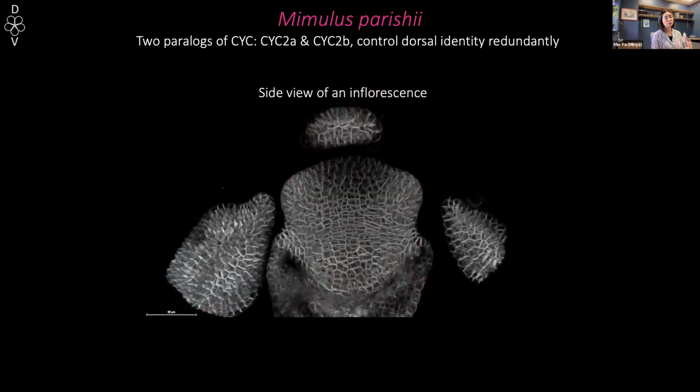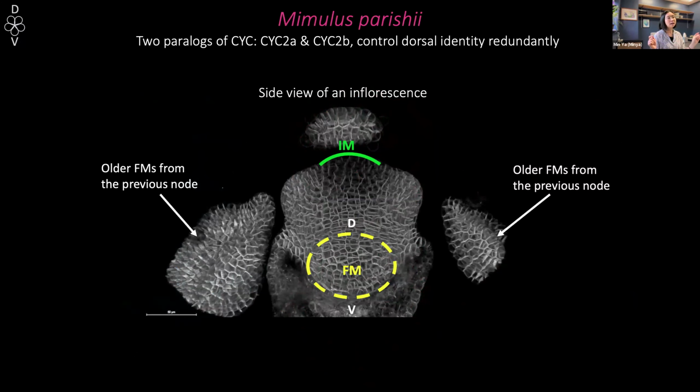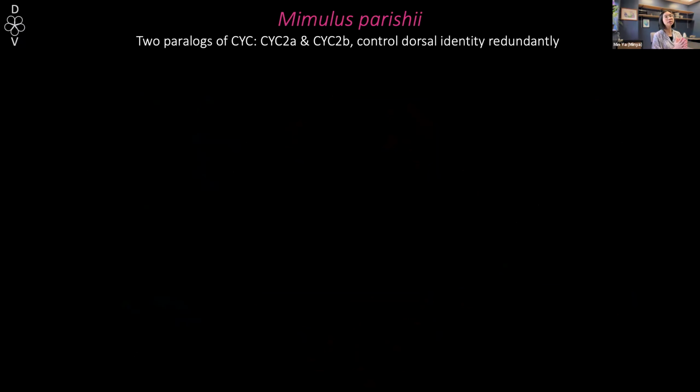To orient you for what we're going to look at, here is a side view of an inflorescence of a Mimulus. We have an inflorescence meristem on top with a baby floral meristem below it with its dorsal and ventral domain. The things on the side are from older floral meristems from the previous node, but our focus will be on this baby down here. While searching for the first appearance of cycloidea genes, the first surprise that we ran into was that, unlike what's known in Arabidopsis, the physical initiation of the floral meristem in Mimulus is not accompanied by auxin maxima.